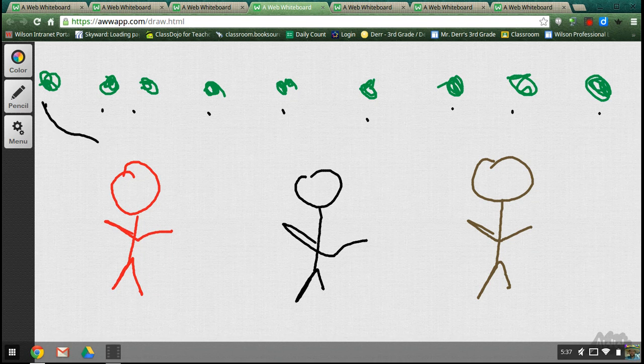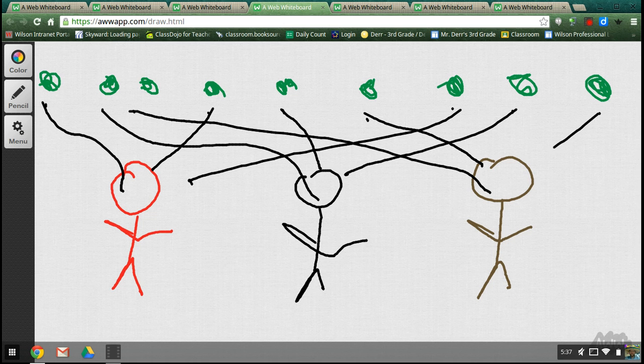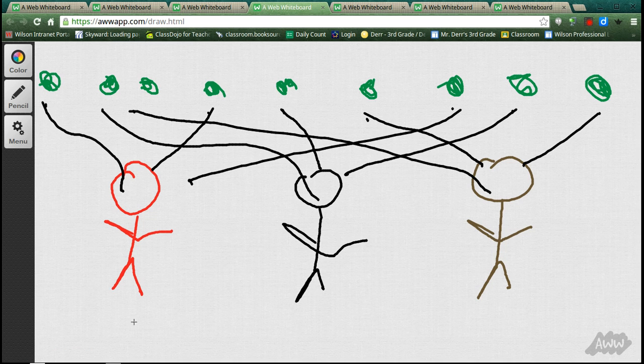So we could say 1 for you and 1 for you. 1 for you. And now back to this person, over to here. And there we go. Well, each person got the same amount. I didn't have anything left over. So I had equal groups. Each person got the same amount.